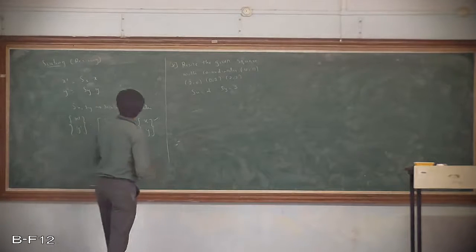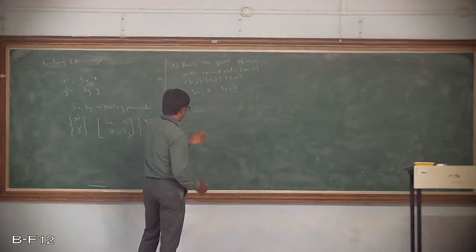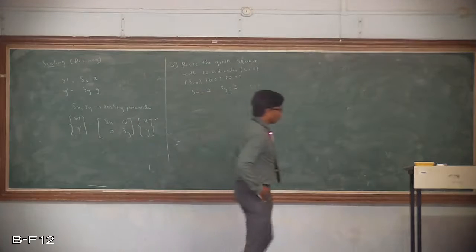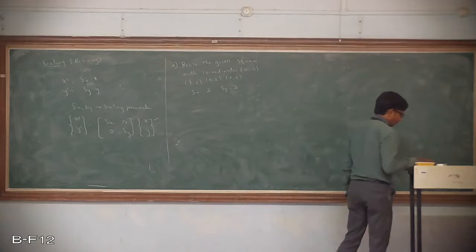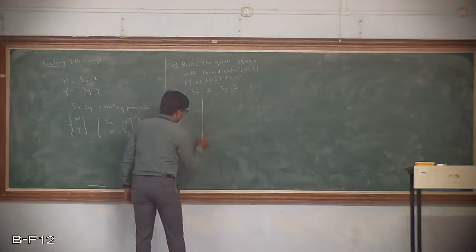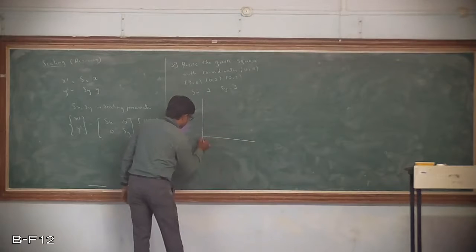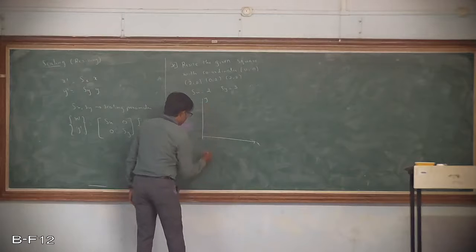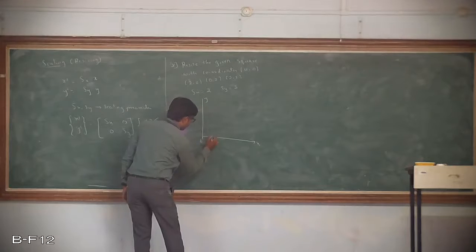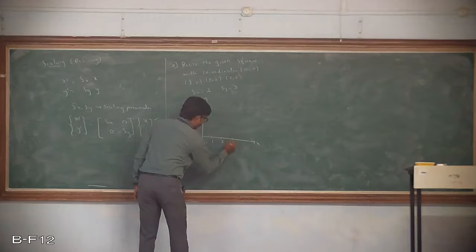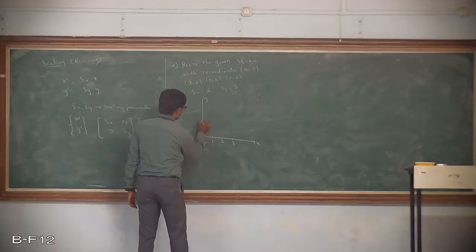Okay, so we'll try this. First we'll write the original position of the given object. So what will be the original position of the given object? First we'll write down the coordinate system. So this is the origin, along the x-axis, along the y-axis. So this is 0, 0, and this is first unit, second unit, third unit.